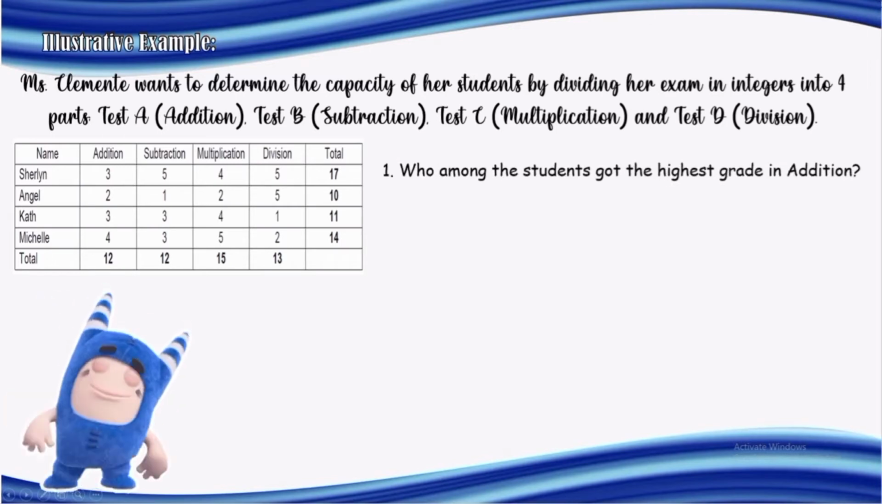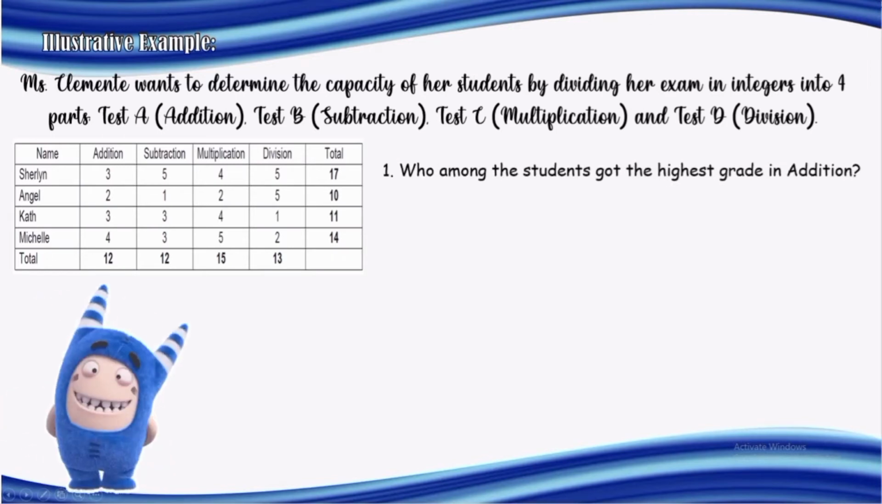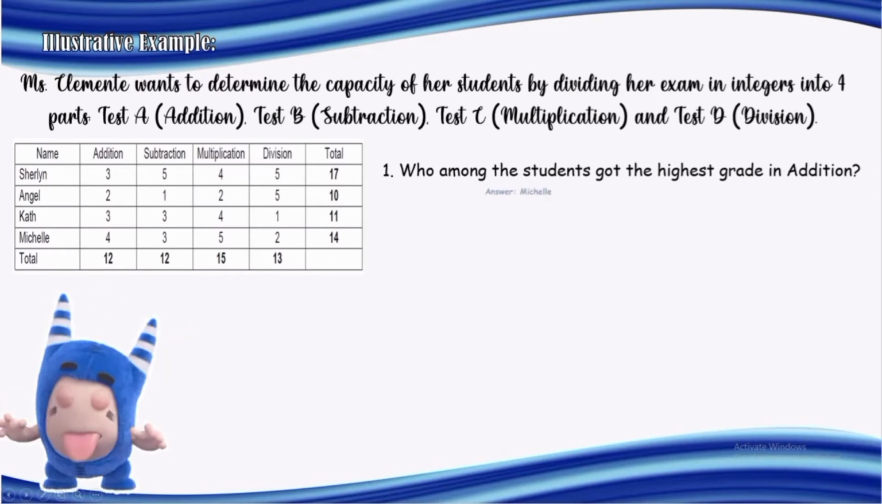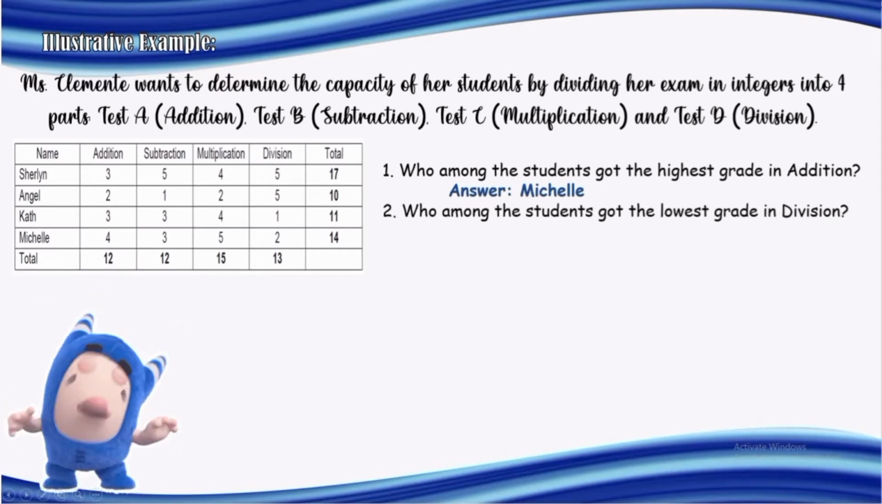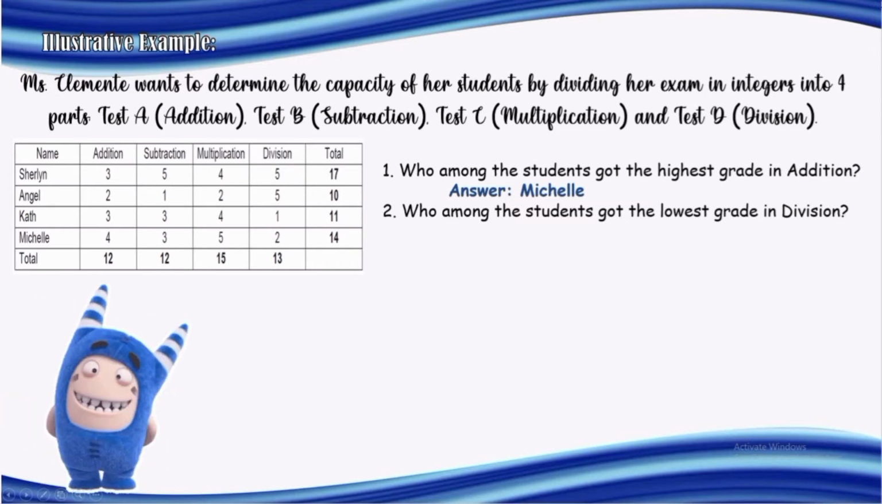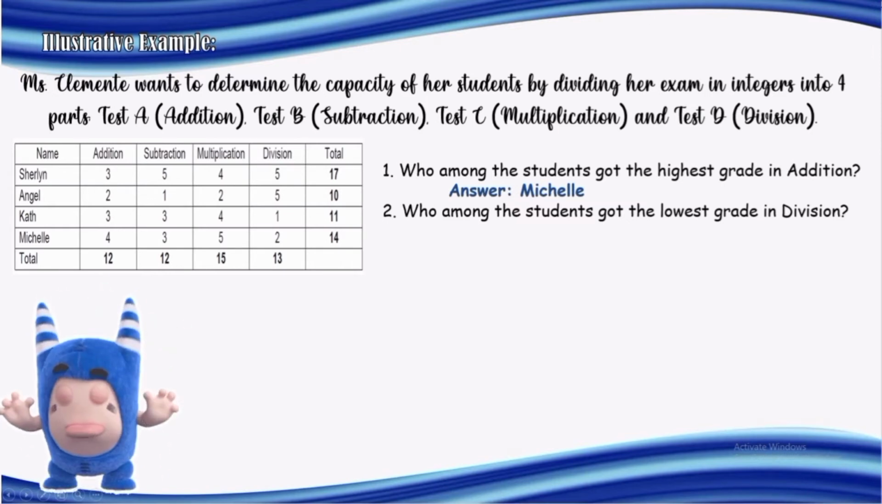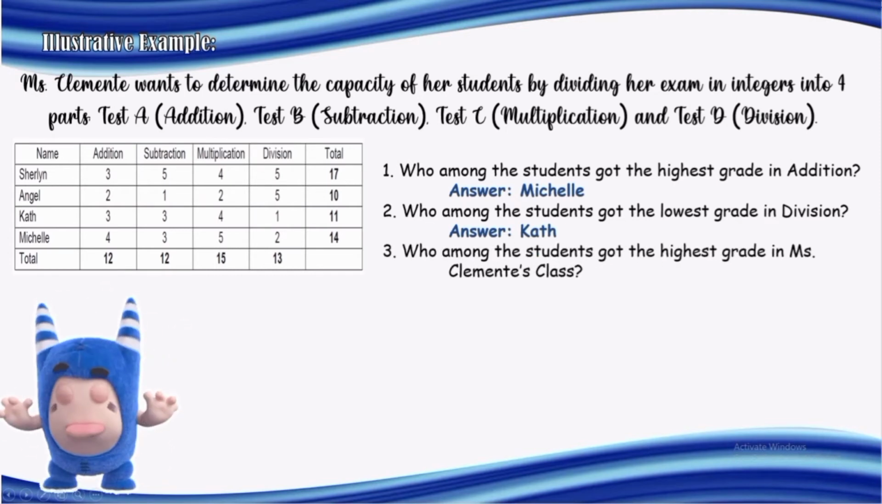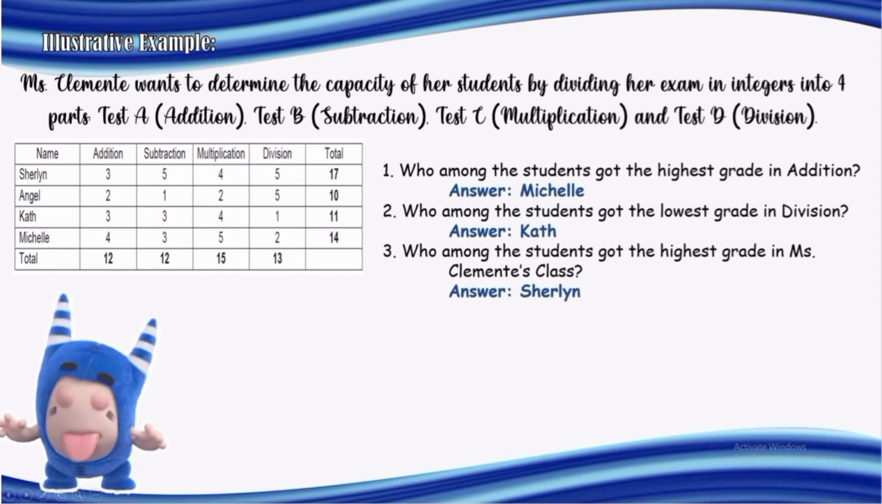Question number 1. Who among the students got the highest grade in addition? That is Michelle. Question number 2. Who among the students got the lowest grade in division? She is Kat. Question number 3. Who among the students got the highest grade in Miss Clemente's class? She is Sherlyn.